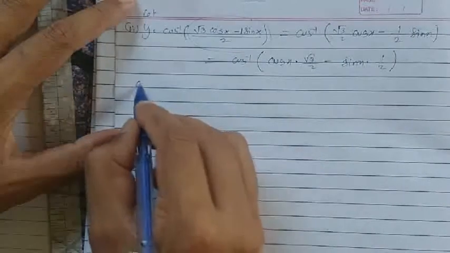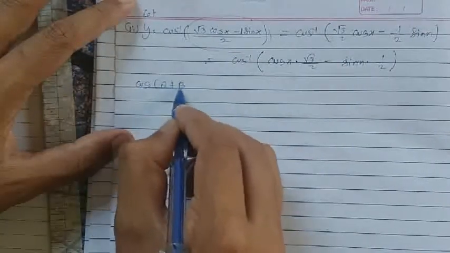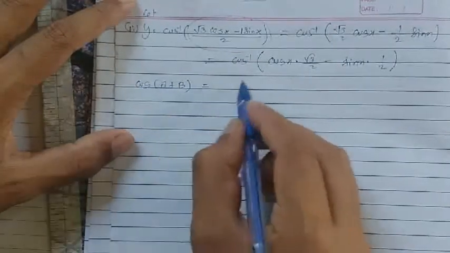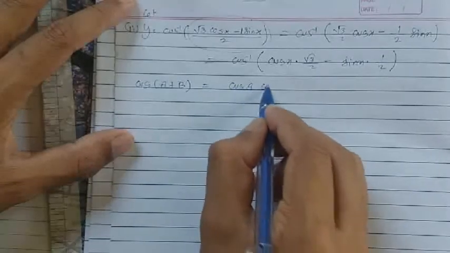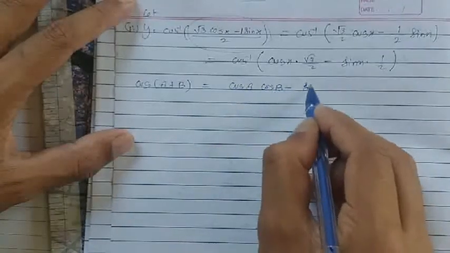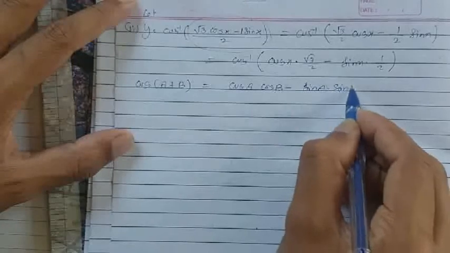So we have the allied angle formula for cosine: cos of a plus b equals cos a cos b minus sine a sine b.